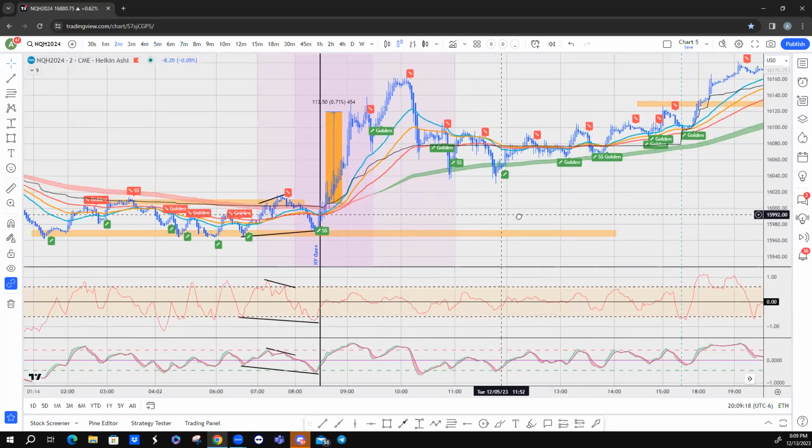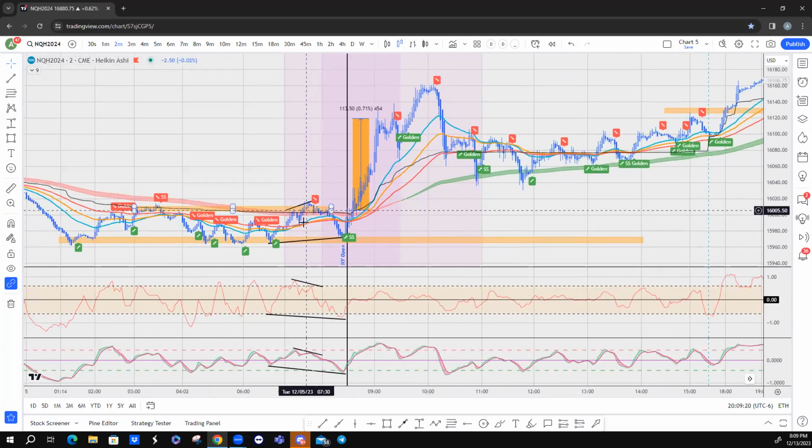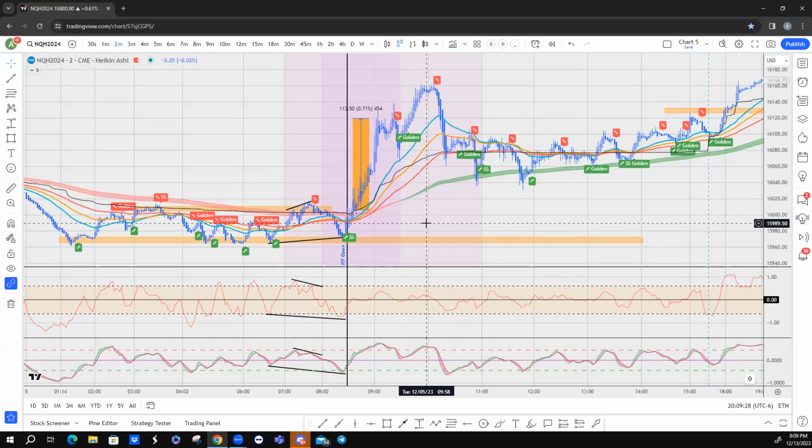I think I've shown quite a few examples on how I'm using EMAs and the golden signals along with my oscillators here. Okay. I want to kind of go over some questions and see what you guys have to say.